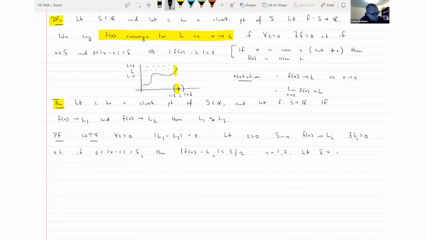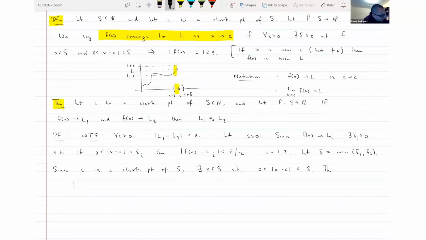Let delta be the minimum of these two numbers. Now, since C is a cluster point of S, there in fact does exist an X in S such that 0 is less than |X minus C| is less than delta. All right. And I'm going to use this X to compare L1 and L2.